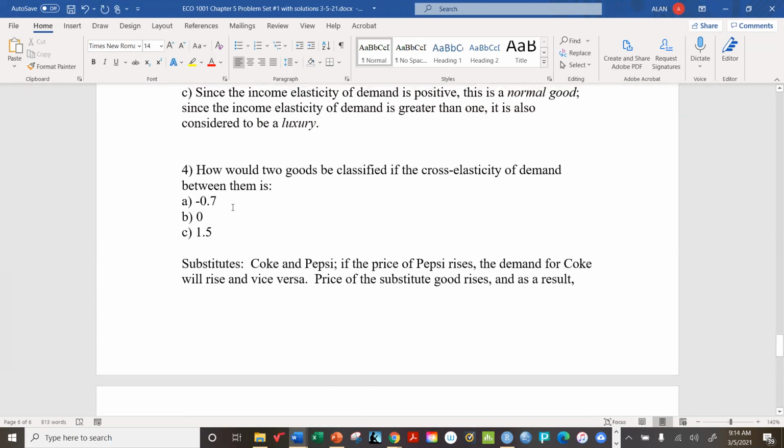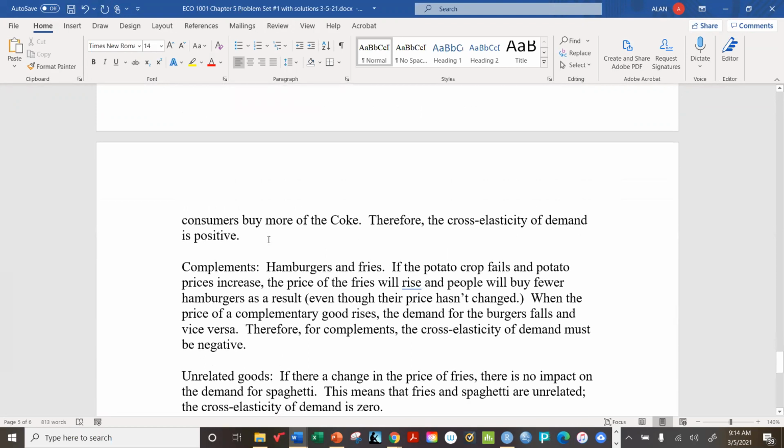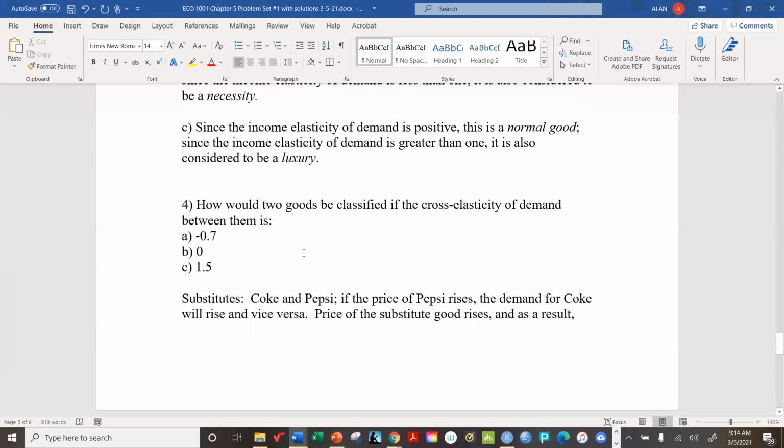So with all that being said, for negative 7.7, based on this logic, these must be complements. Here we can say that these are unrelated. And down here, we can say that these are substitutes. It's just because of the sign. That's all we need to know.